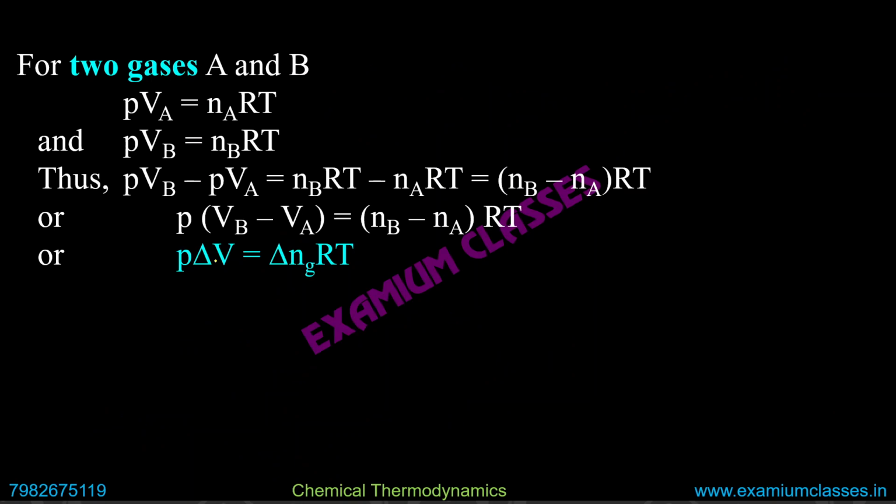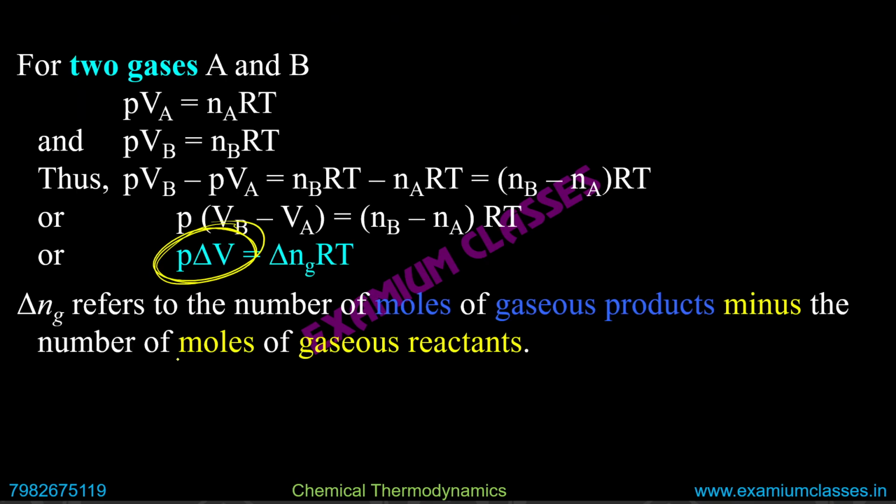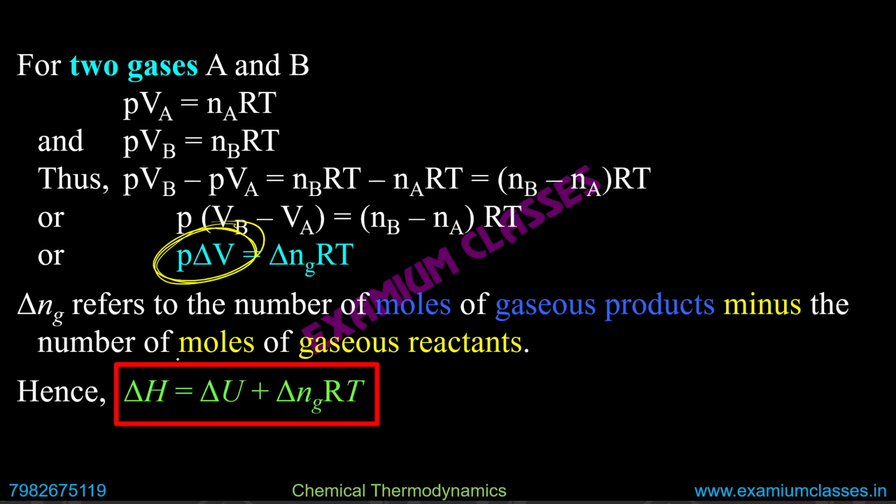This is very important, delta Ng RT. Now we can replace P delta V in the previous equation by delta Ng RT. When we replace this, we get delta H equals delta U plus delta Ng RT. This is a very important relationship you will be using throughout thermodynamics. And how do you remember that? It is of the form HURT, H-U-R-T. I usually call it the HURT formula so that you don't get confused about whether delta U is here or delta H is here.